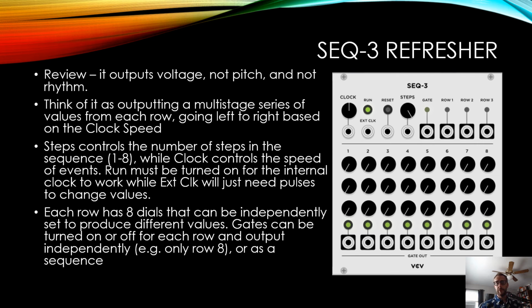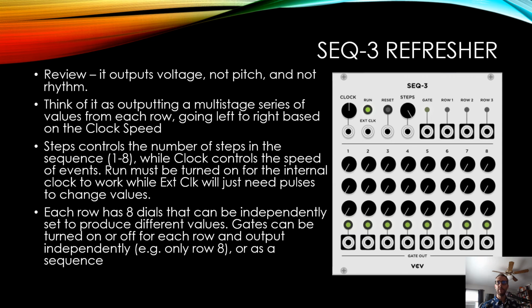But for our purposes, we're going to start with Seq 3, and if you so desire, you can move beyond that. So to review, Seq 3 is built into the VCV Fundamental modules. It outputs voltage, not pitch, and not rhythm. So it's essentially a multi-stage series of values. In each row of dials, you set the dials to what you want them to be, and that much voltage is output. And it goes left to right based on the number of steps, 1 to 8, while the clock controls the speed that it takes between each column.